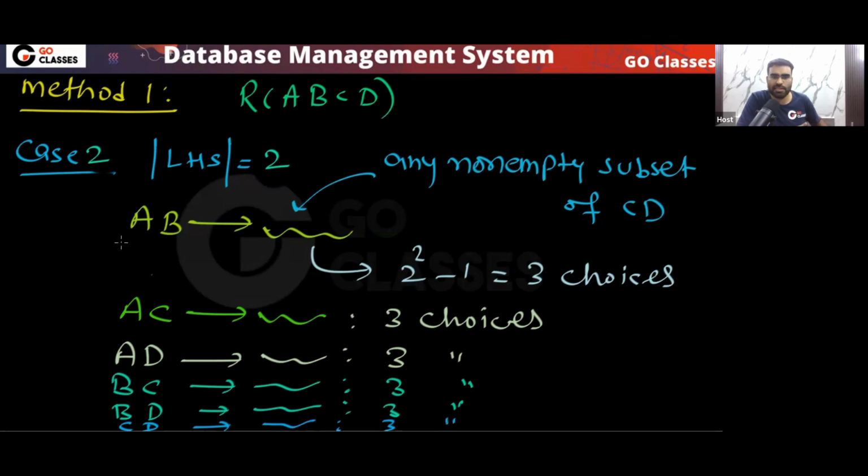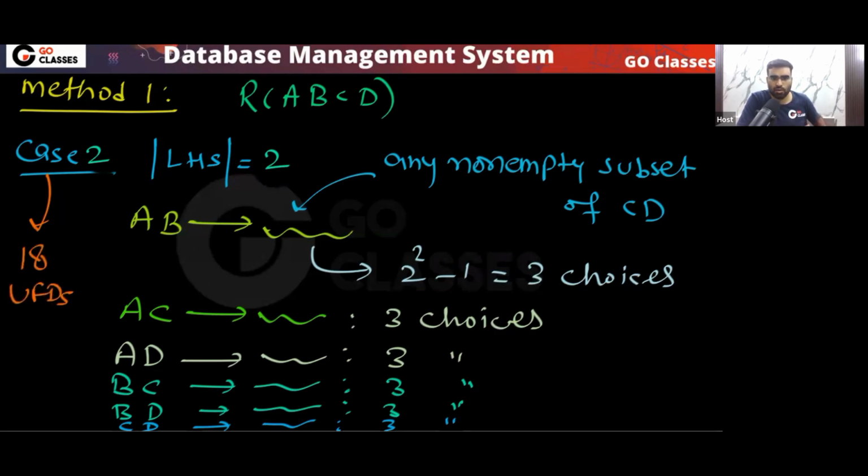So total how many? These are the two attributes I can put on the LHS. So total how many in case two? In this case, I got 6 multiplied by 3. 3 plus 3 plus 3 and so on. So finally, I got 18 useful FDs.